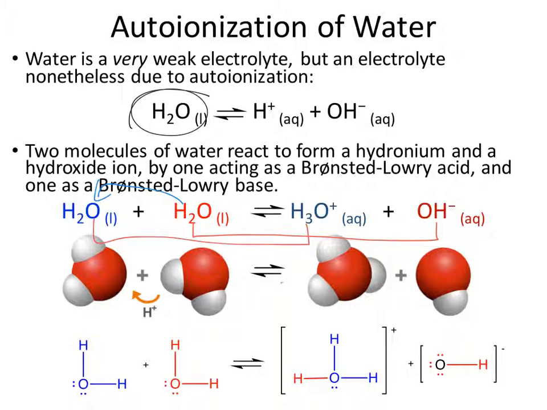Now that begs the question, if we have hydronium and OH, how come we're not acidic and how come we're not basic? Well, if you look at the stoichiometry, this is 1 to 1, so they cancel each other out and we don't get any overarching acidity or basicity.